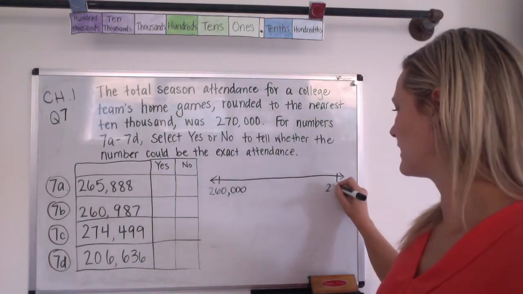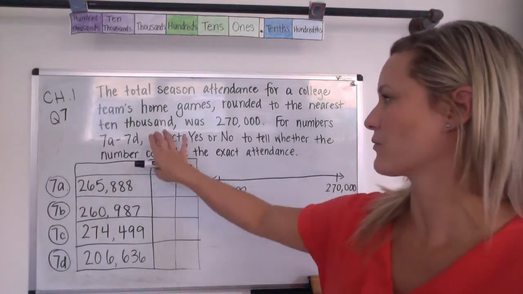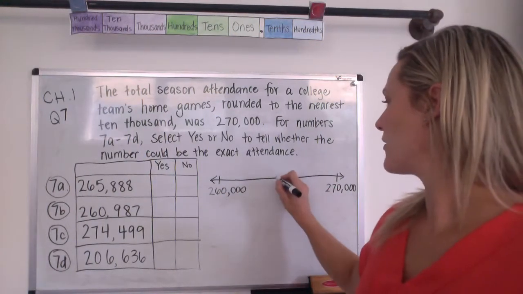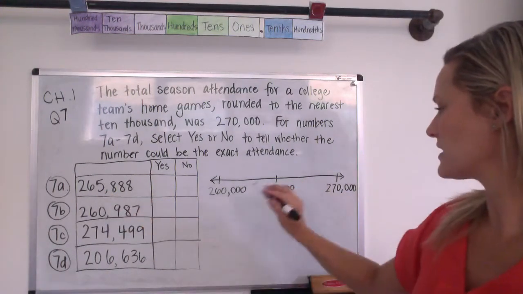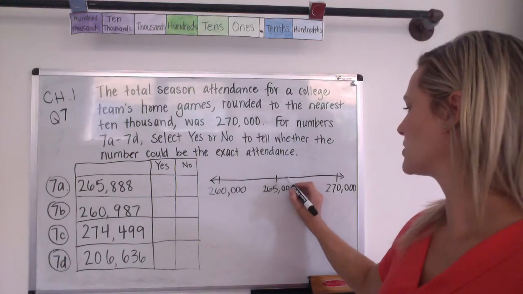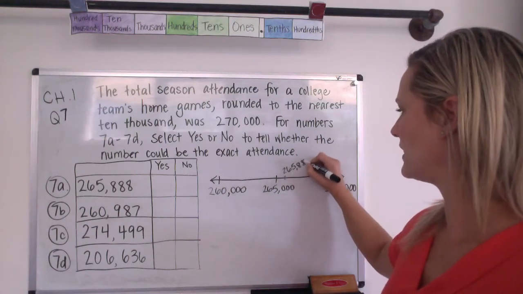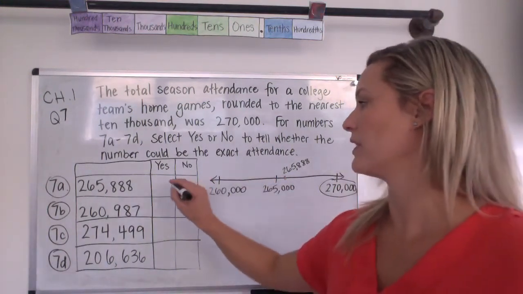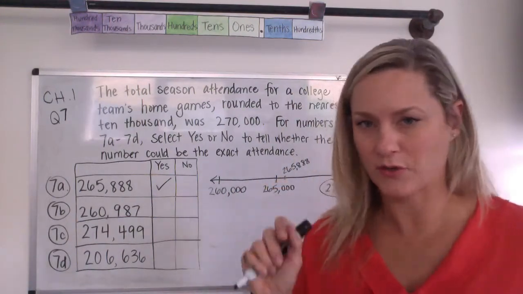So I'm going to set up my number line. Remember, I want a difference of 10,000 because we're rounding to the nearest 10,000. That's how I know if I got my endpoints on there correctly. Now I know the middle point is 265,000. And I know this number is going to fall somewhere closer over here. So I'm going to just estimate, I think it might go right there, 265,888. So that means it would, in fact, round to 270,000. So that one is a yes. I think you have bubbles to fill in. It's just easier for me to do a quick check mark.